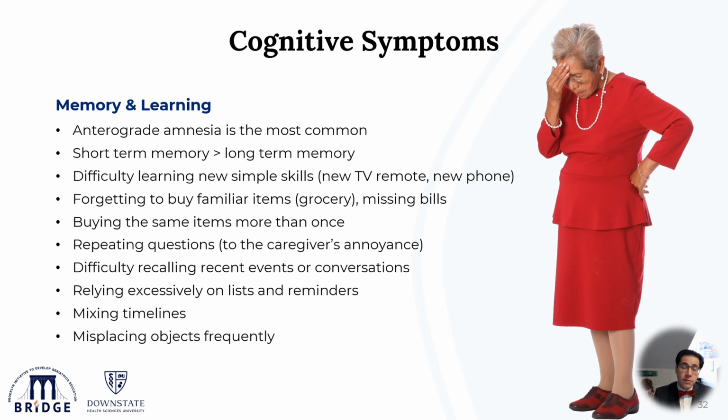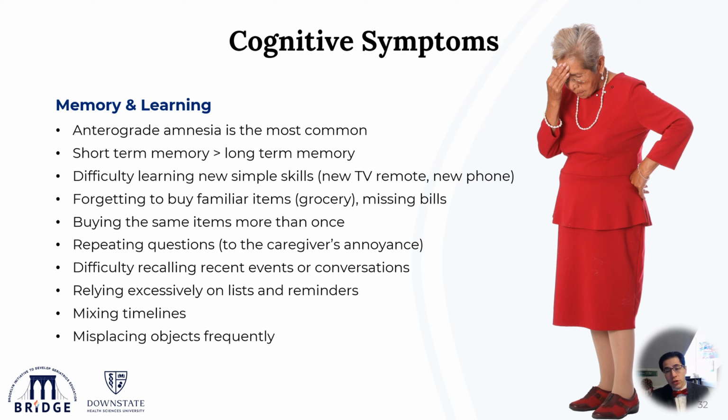So cognitive symptoms, when it comes to learning and memory, anterograde amnesia is the most common. It usually affects short-term memory much more than it would do for the long-term memory. Difficulty learning new simple skills. So if you switch to a new TV, a new microwave, or a new phone, they have significant difficulty learning the new one. Forgetting to buy familiar items like grocery, missing bills and paying them after when they are due, buying the same items more than once.